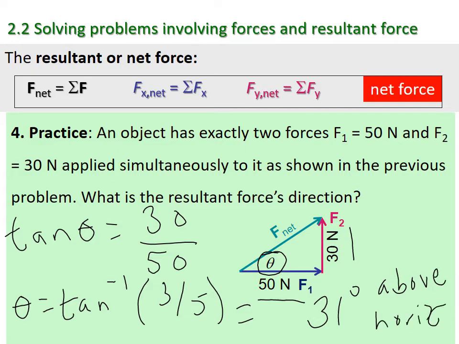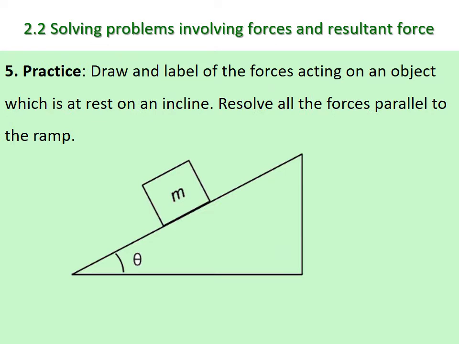Okay, next up. Okay, practice problem 5. We're going to draw and label all of the forces acting on an object which is at rest on an incline. Pardon the typo. We need to resolve all of the forces parallel to the ramp. This is a really important practice problem. It's one that most students struggle with, and it's not going to go away. You're going to have to deal with forces on an incline. So you need to maybe draw a bunch of ramps, draw an object like a block on the ramps, and just get used to resolving these vectors over and over again until it's like second nature.